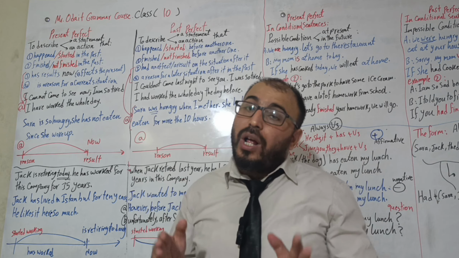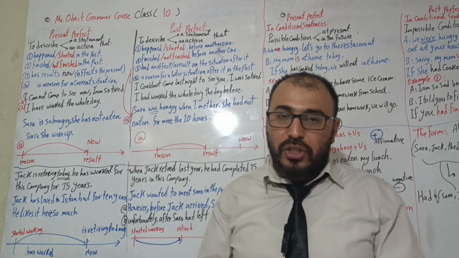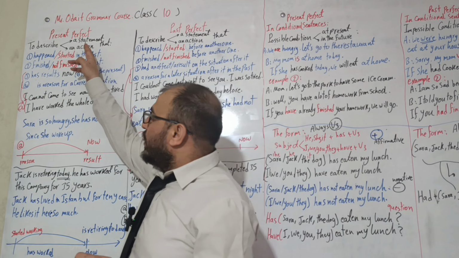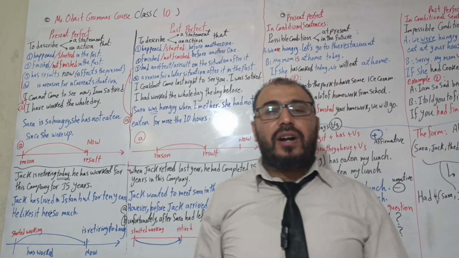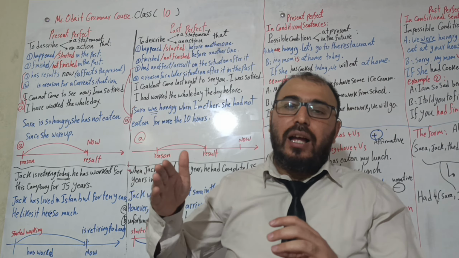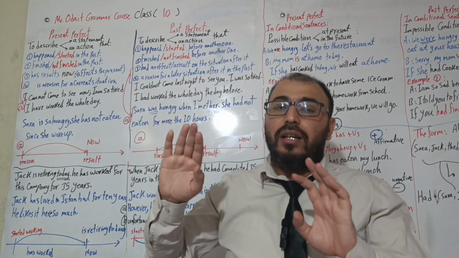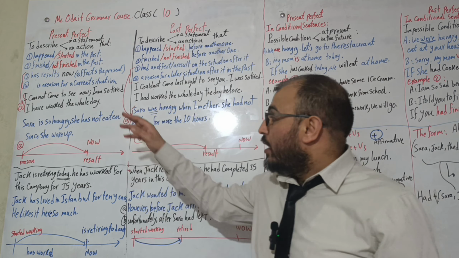Well, the second major difference, my friends, is that we use the present perfect to describe an action that happened in the past and maybe finished in the past, or started in the past and hasn't finished yet.